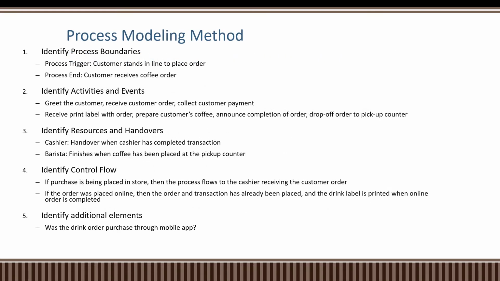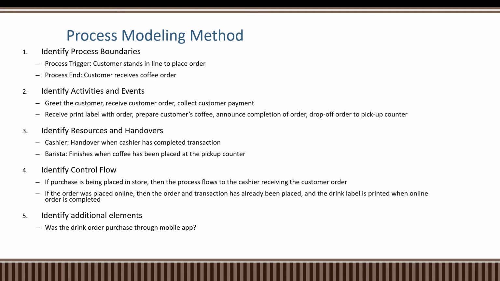With the observation method, I was able to collect enough data and organize it in a way that would help develop a process diagram. These are the 5 stages of a process modeling method: identify process boundaries, identify activities and events, identify resources and handovers, identify control flow, and identify additional elements.